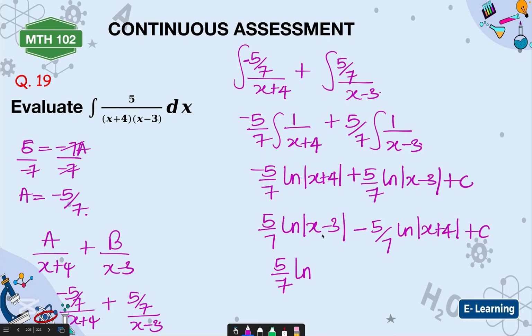If negative sign is in between logarithms, you can divide them, find their quotient. So this will be x minus 3 divided by x plus 4, plus c. And this is the answer to this question. Is that okay? This is the answer to this question.